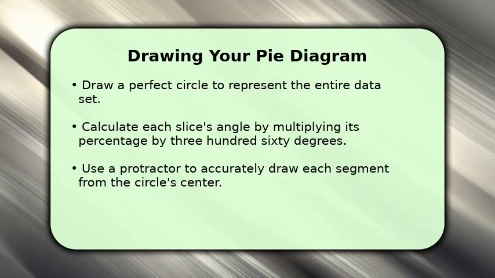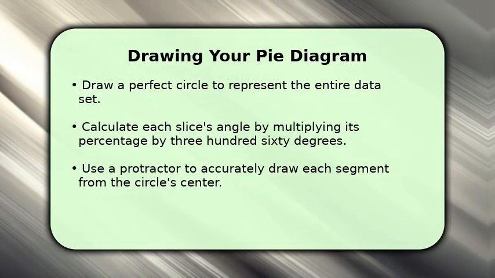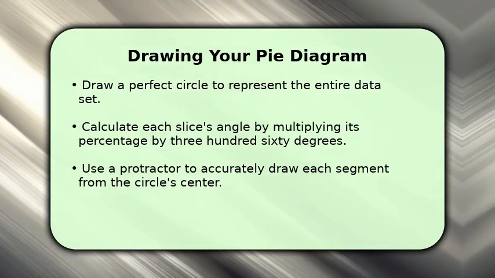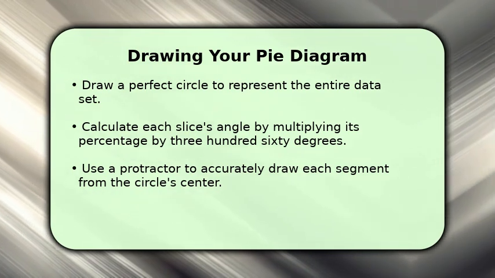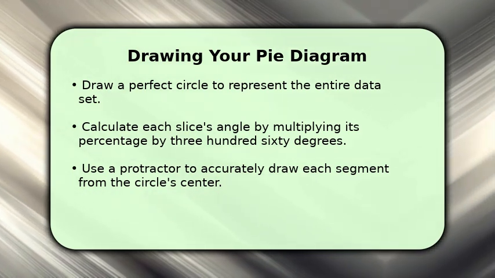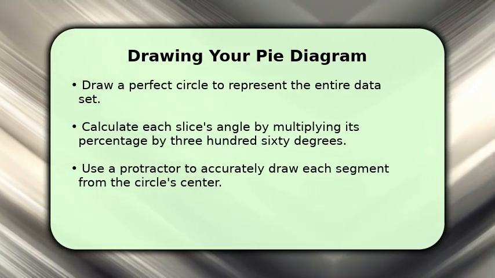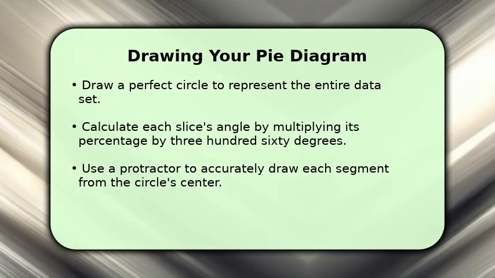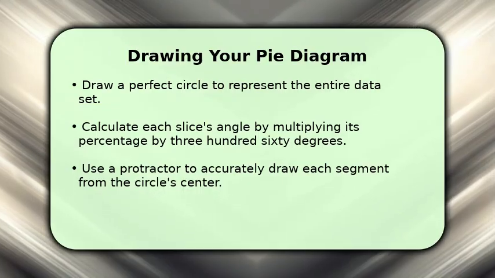Now, let's draw the diagram. Begin by drawing a perfect circle. This circle represents 100% of your data. For each category, calculate its central angle. Multiply its percentage by 360 degrees. For instance, a 25% slice will have a 90-degree angle. Use a protractor to draw these angles from the center, creating distinct slices for each category.